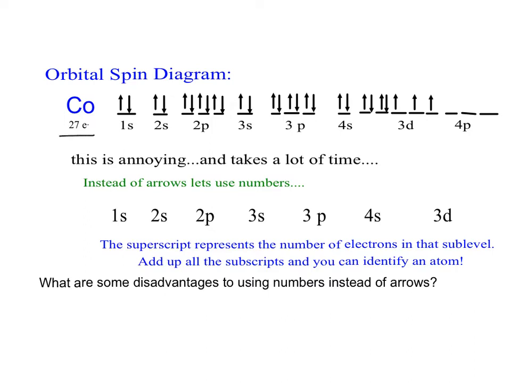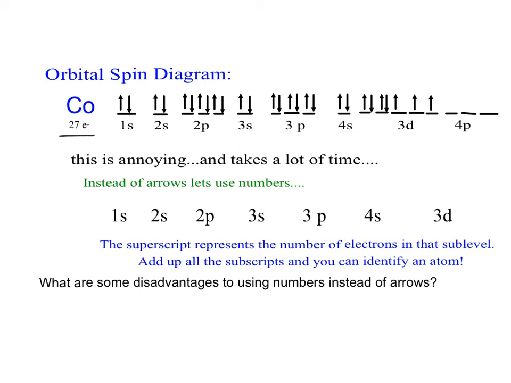But imagine doing that for something like cesium or something like barium, which has 55 or 56 arrows. That's a lot of arrows, that's a lot of boxes, that's a lot of places for you to potentially miss one of your rules. So we can start doing a kind of shortcut. Instead of doing this full orbital spin diagram, we can kind of pull the arrows out and just use numbers.